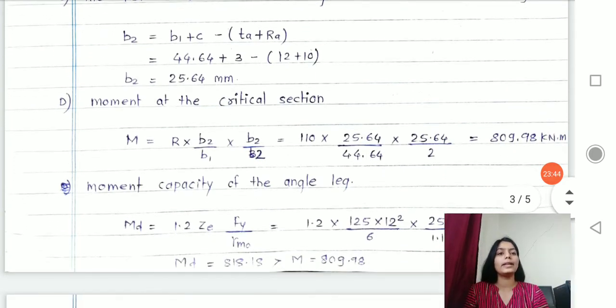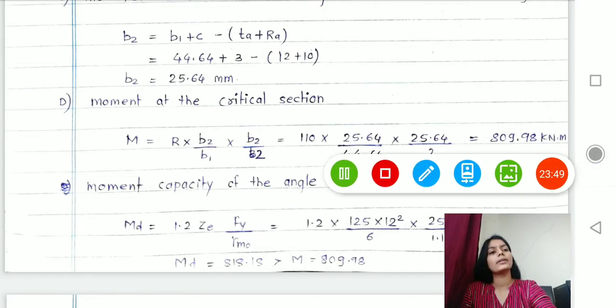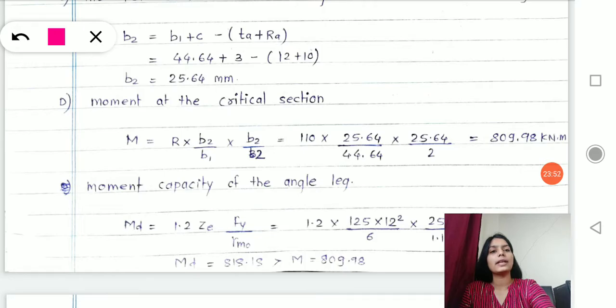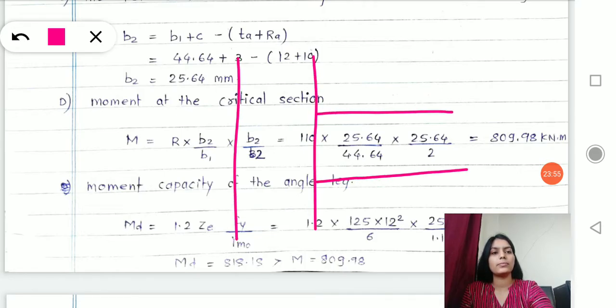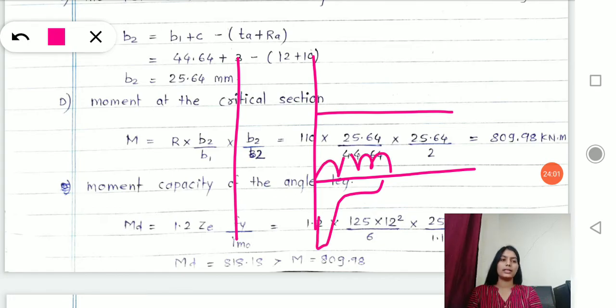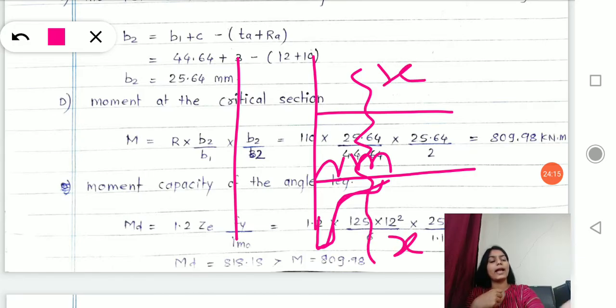Then next is moment at the critical section. Now what is this moment? See here, it is very simple. If you are designing any connection, this is your column, this is your beam, you are providing an angle over here, and whatever load you are assuming is in the form of UDL, right? And this is where the critical section occurs. The load carried by this angle section may fail somewhere at the section XX, and that failure is due to the moment taking place at that point.